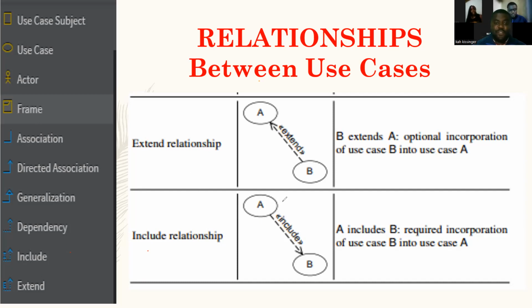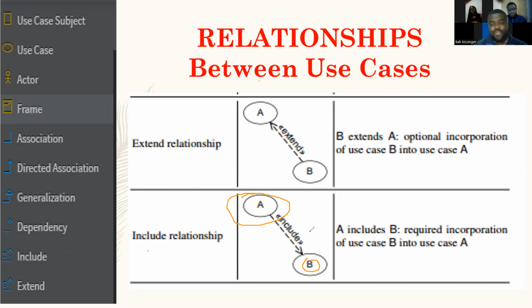So the process of entering the house includes opening the door. For example, if activity A here is get into the house, to get into the house, you must open the door, and to open the door, you must insert the key. So A must include B. Get into the house must include open door.